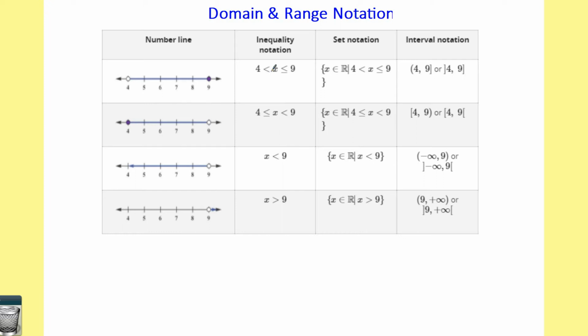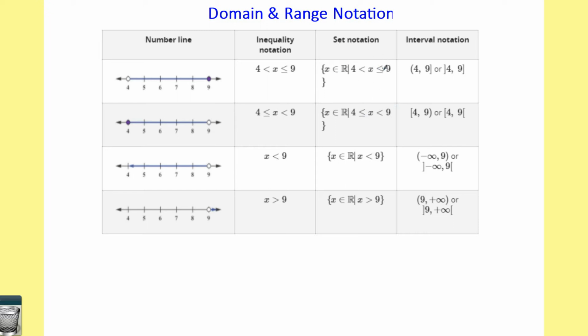X can be 4.1. It can be 4.01. It can be 4.000000001, as long as it's not 4, right? So that's what the open circle means. It's a boundary. Now, set notation, that's the super fancy textbook way of writing everything.